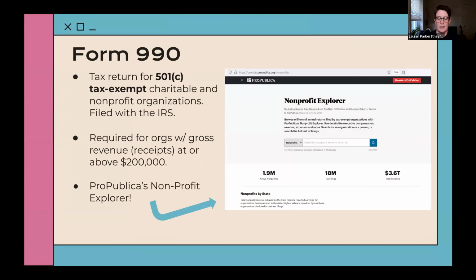So the Form 990. Oh, wait, Lauren, I think they can still see the... Oh, wait, no, it's working. Okay, never mind. We're good. Oh, good. Okay, great. Cool.